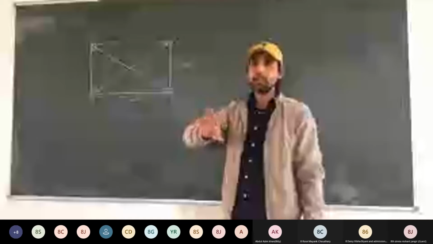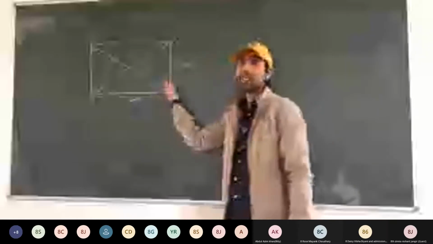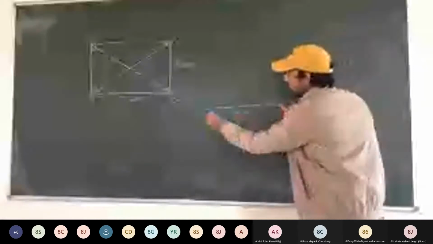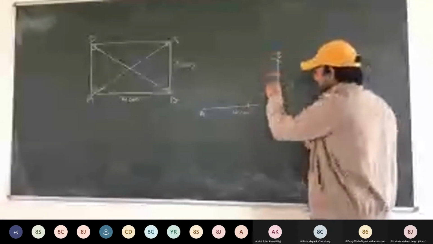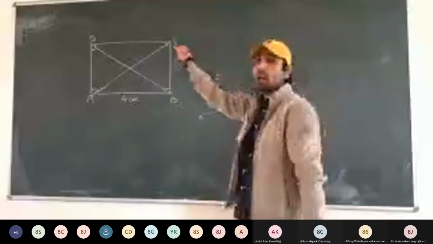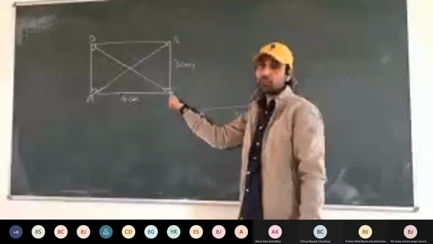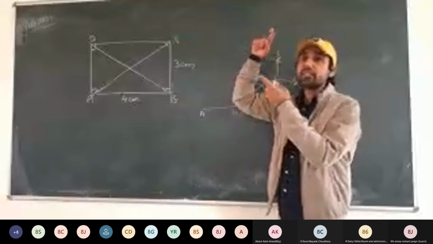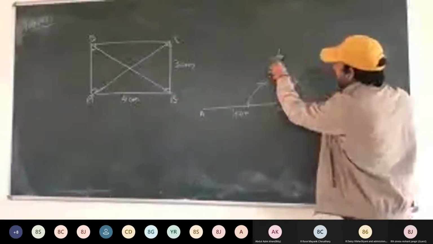So we have 4 centimeters AB. Draw an angle of 90 degrees. You all know how to draw the 90 degree angle. And on this line, how far from B? 3 centimeters. So take the compass, take a radius of 3 centimeters, make an arc. So this is our C point.